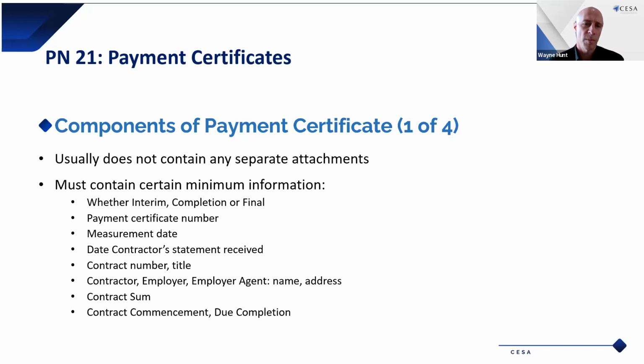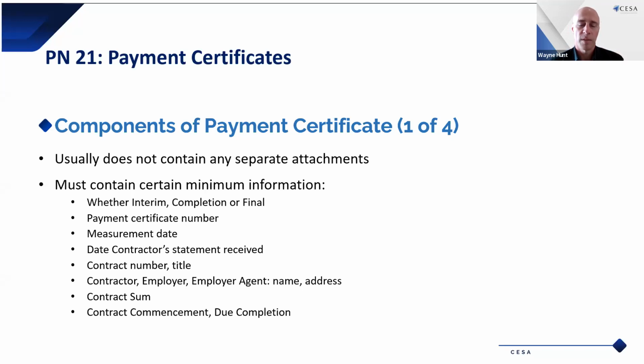So they must contain certain minimum information. Whether it's interim, completion, or final, obviously the certificate number, the measurement date. Often what we do is we measure on the 25th of the month. Clients have budget requirements to make payments or to recognize that a payment is due by the end of the month. So to do it periodically makes sense. So we would say measure by the 20th of the month. The engineer approves it and submits it by around the 25th. And then the client can process it before the end of the month.